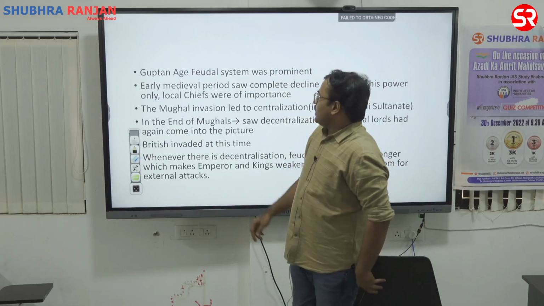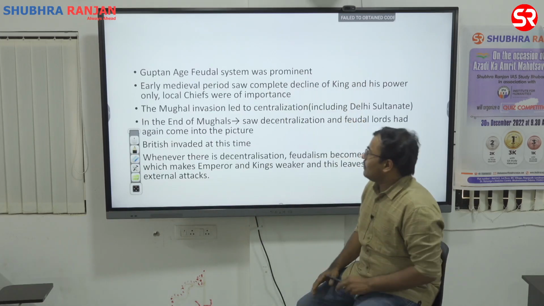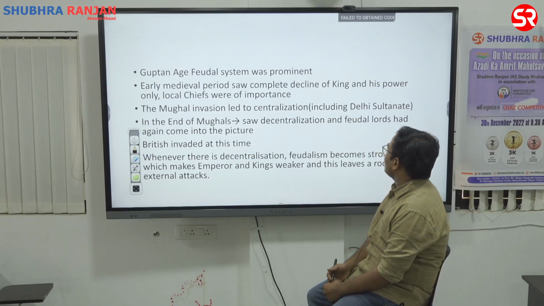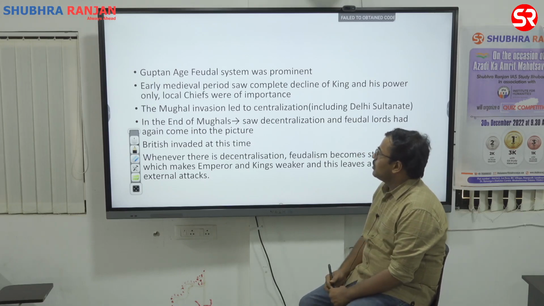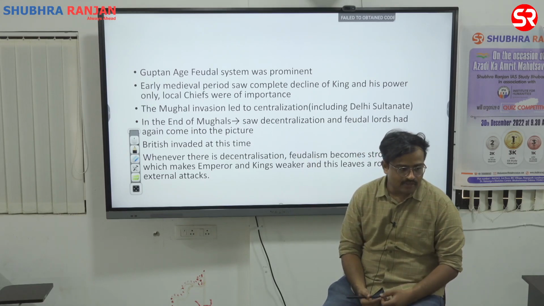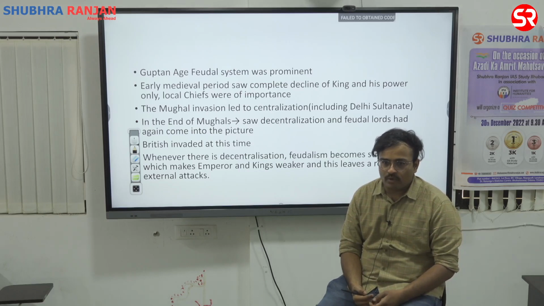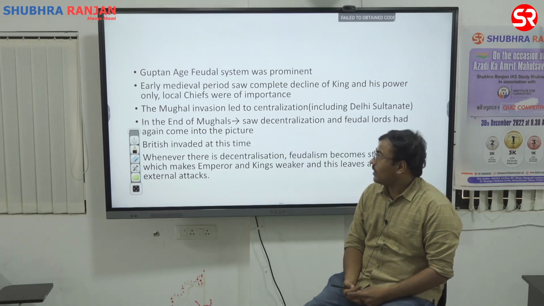Then in the Gupta age, the feudal system was very prominent, and the early medieval period saw the complete decline of the king, and his power was taken over by the local chiefs. It's given there. I told you the king's power completely declined and the local chiefs became more important than the central king. Yes, feudal age.